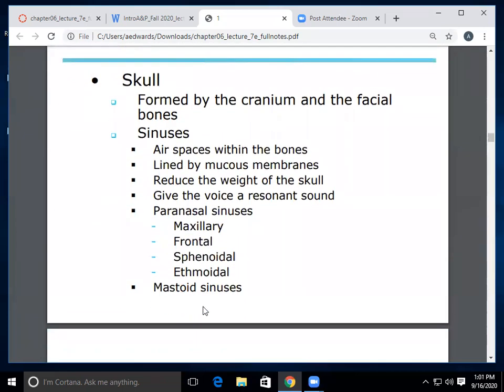So for your skull, composed of your cranium, top of the skull, and the facial bones. Again, we mentioned those sinuses earlier. These are air spaces within your bones, have mucous membranes in them. And they basically serve to reduce the weight of the skull because it's air instead of bone there. All right, so they make your voice resonate. Because it's resonating inside of those air spaces.